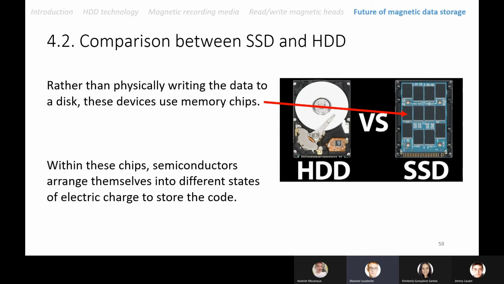Now let's finish with the comparison between SSD and HDD. We have explained in detail how HDD are working during this presentation, but what about solid-state drives? Their working principles are completely different. They do not rely on magnetic coating on a metallic plate, but instead they use memory chips within semiconductor materials arranged themselves into different states of electric charge to store the information. To summarize, rather than exploiting magnetic properties, they will use semiconductor properties at nanoscopic scale.